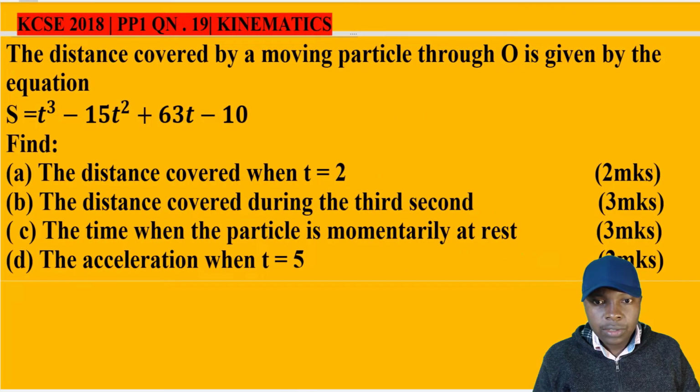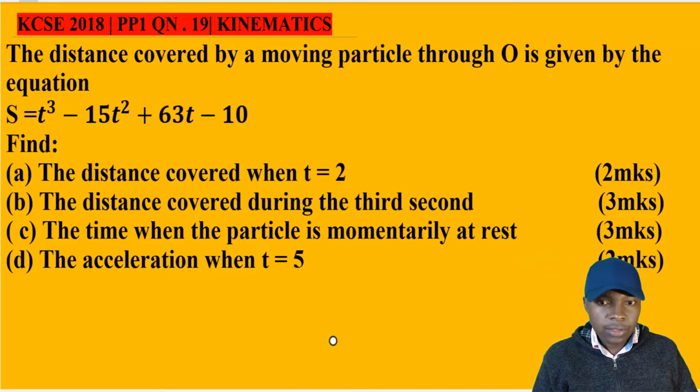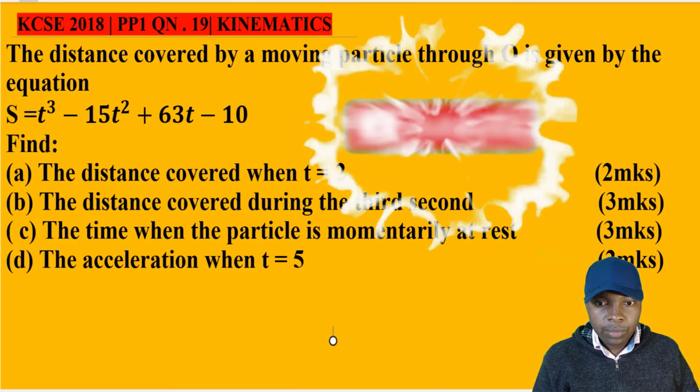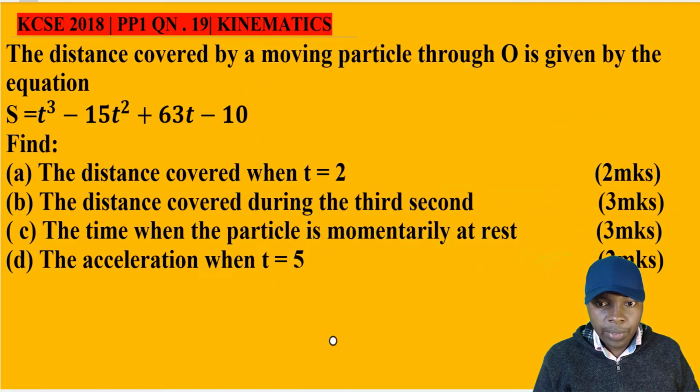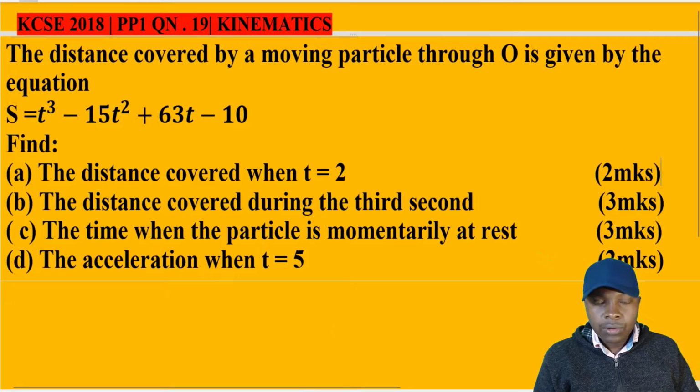The question reads: the distance covered by a moving particle through O is given by the equation s equals t cubed minus 15t squared plus 63t minus 10. Find: A, the distance covered when t is equal to 2, 2 marks. B, the distance covered during the third second, 3 marks. C, the time when the particle is momentarily at rest, 3 marks. And D, the acceleration when t is equal to 5 seconds. So those are the questions.